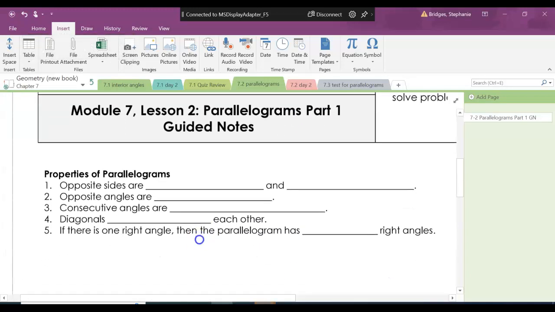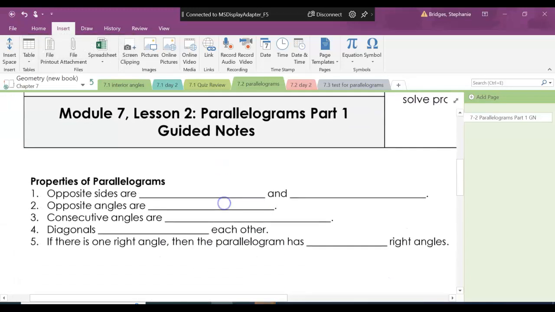So again, this whole section, or this whole chapter, basically is about quadrilaterals, and we're going to talk about different types of quadrilaterals that have different properties to them which allow us to solve problems differently. We're going to start with a parallelogram.